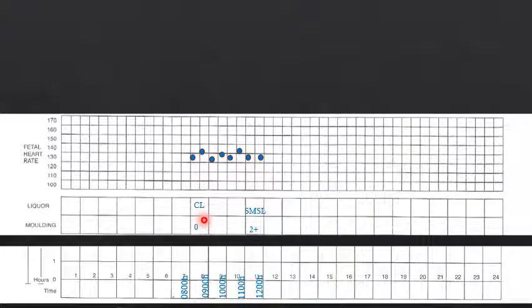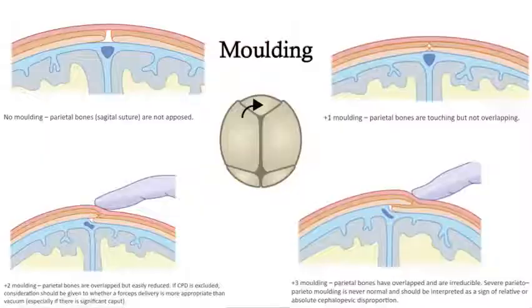Sometimes you see somebody write 0, somebody didn't write at all. So this is what actually a molding. Molding is actually overlapping of the fetal sutures. If there is no molding, the parietal bones at the midline, called the sagittal suture, are not touching each other and they are not opposed, meaning that the fetal scalp is in such a way that when it has to go through a very narrow area, they can squeeze and overlap so that it can reduce the biggest diameter of the head to pass through the pelvis.